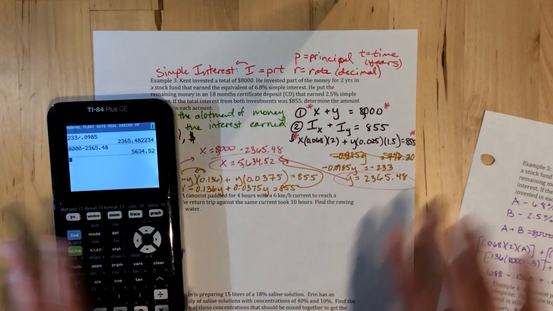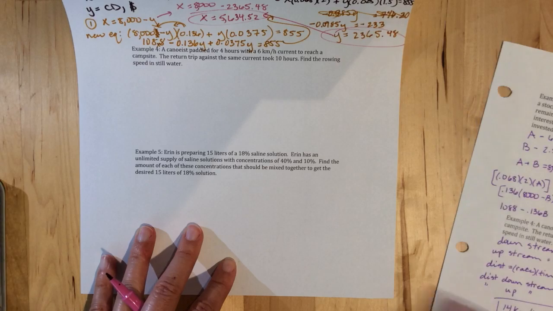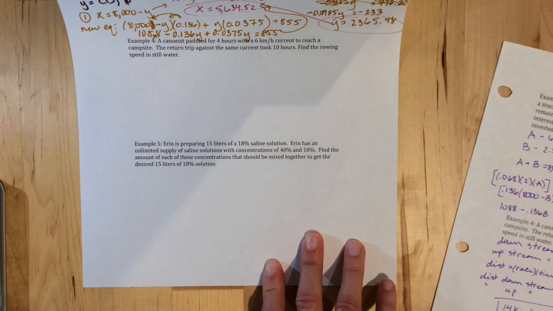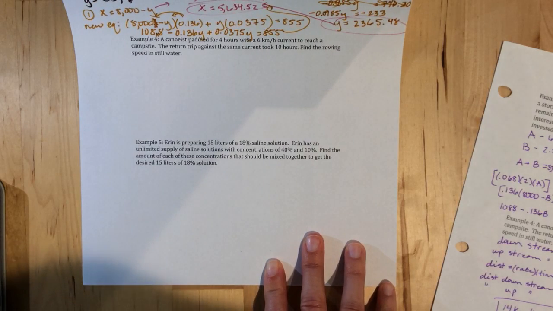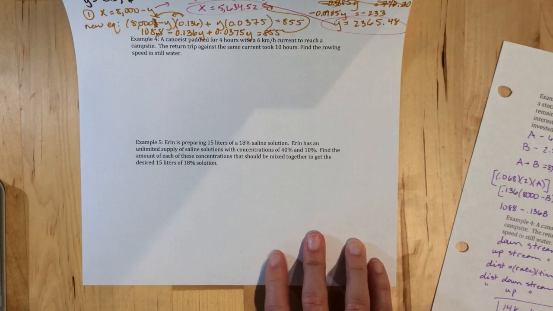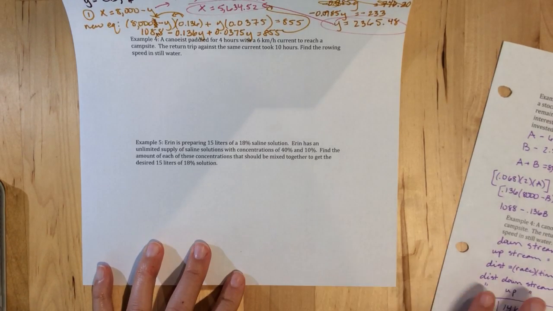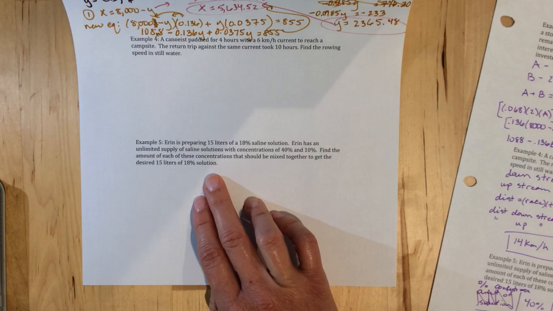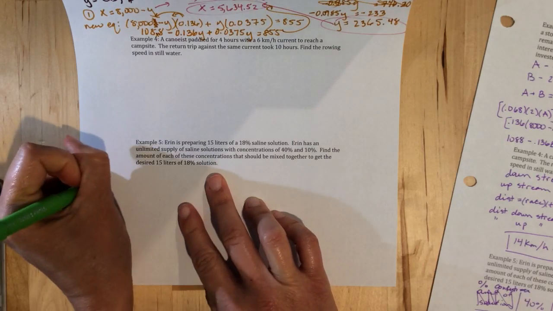Okay, so now I'm going to show you how this is very similar to what we do with example 5. So, example 5, Aaron is preparing 15 liters of an 18% saline solution. Aaron has an unlimited supply of saline solutions with concentrations of 40% and 10%. Find the amount of each of these concentrations that should be mixed together to get the desired 15 liters of an 18% solution. Okay, so like example 3, here we're going to have two equations.